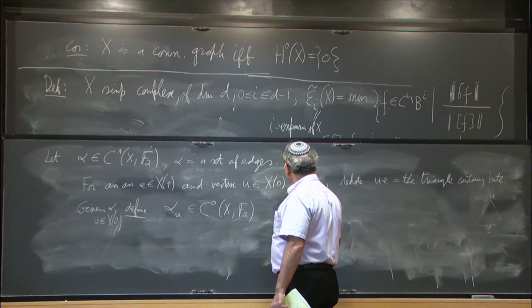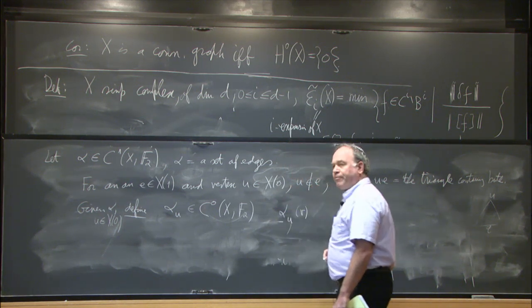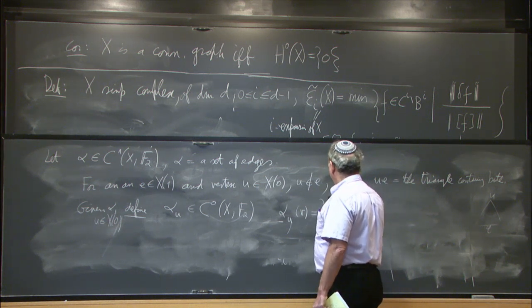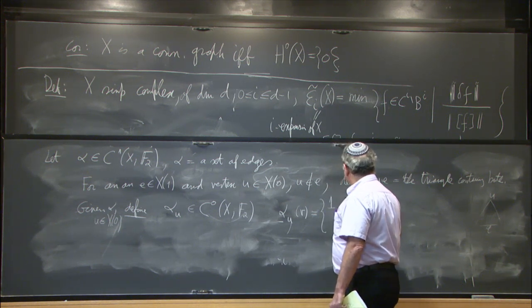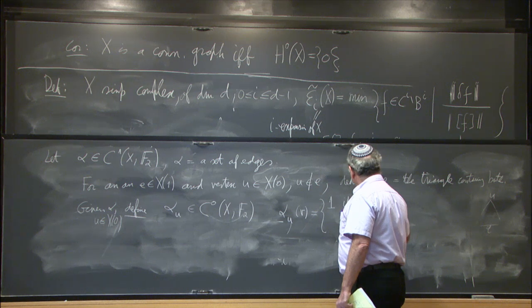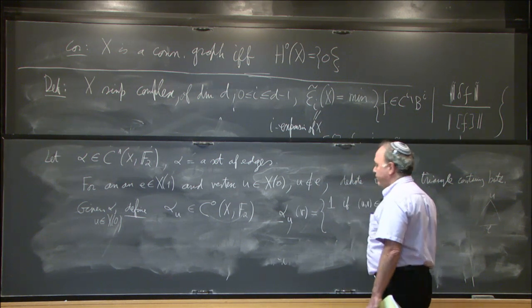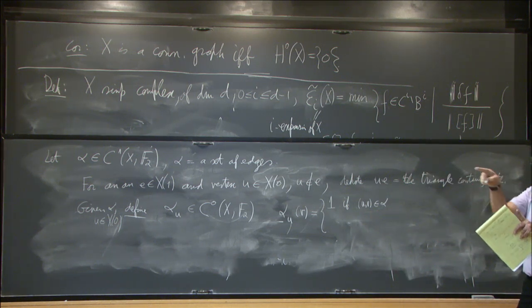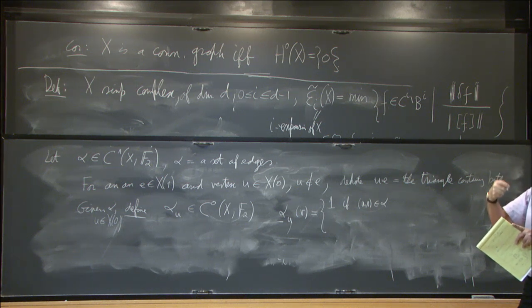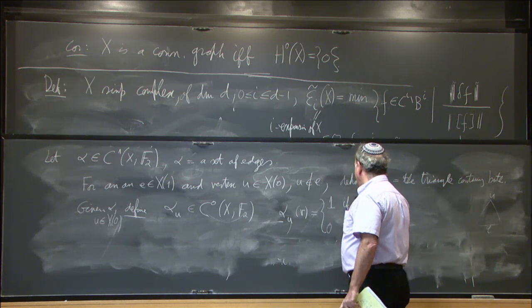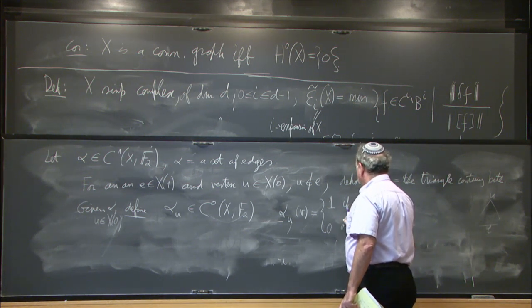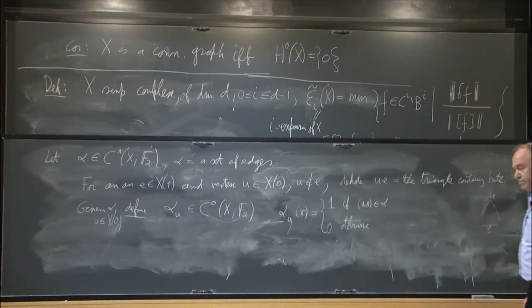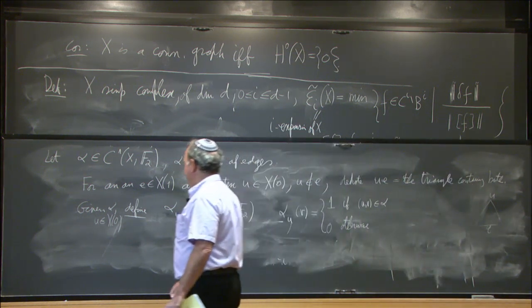So what is it? Alpha U of some vertex V will be 1 if the edge UV is in alpha. See, if the edge pointing out from U toward V is part of our alpha, I will take it to be 1, and zero otherwise. In particular, alpha U of U is also zero. It's basically the set of neighbors which are connected to U by elements of alpha. If you think of alpha as a graph, this is the set of neighbors of U, exactly. Okay.